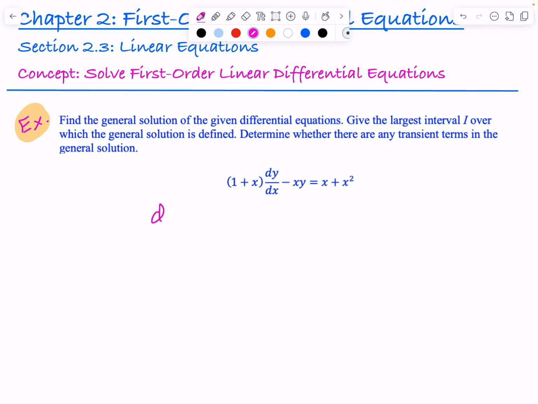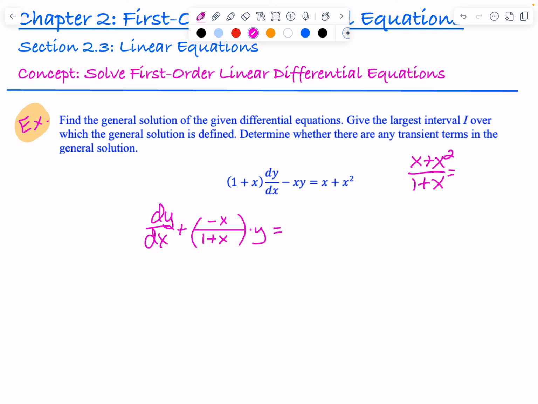First things first, we need it in standard form. So I'm going to go ahead and put this in parentheses. I'm going to put a negative x up here and a 1 plus x, and then I'm going to do this times y. It just makes it a little more obvious that that's there. Okay, and then we have x plus x squared divided by 1 plus x.